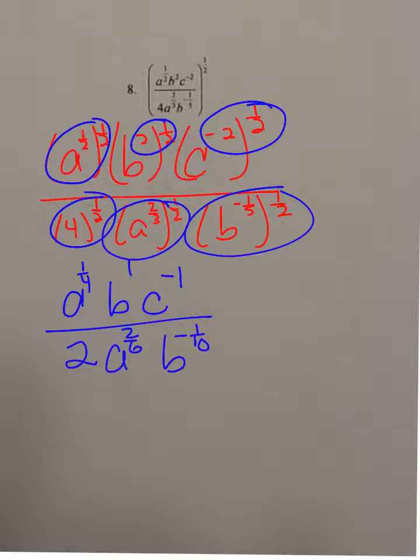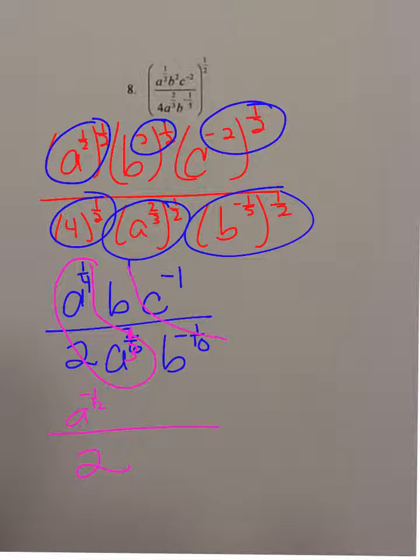Okay, so now, I'm doing division, so let's subtract the exponents. All right, so I have 2 stays in the denominator. I have a to the 1/4 divided by a to the, this is actually 1/3 now, that reduces. So it's 1/4 minus 1/3. 1/4 minus 1/3 is negative 1 over 12. So it's a to the negative 1/12 power.